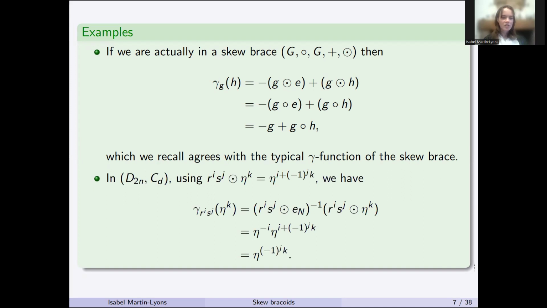And in our dihedral-cyclic family, we have γ_(r^i s^j)(η^k). Then plugging this in and again using multiplicative notation instead of additive.